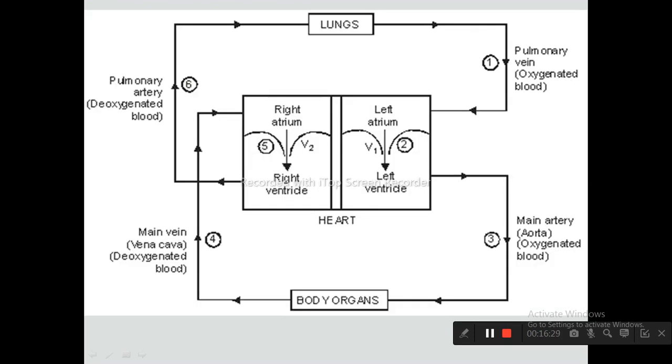So here is a flow diagram showing the circulation of blood in our body.